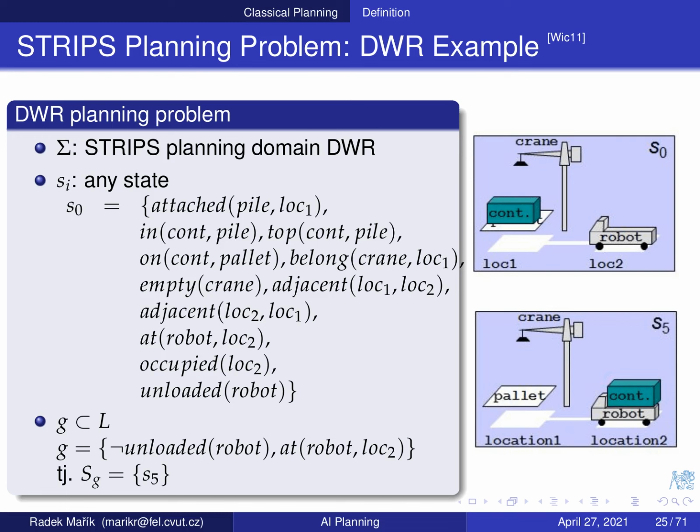So the planning problem in the DWR domain is that we have that description of the actions, and we further add an initial state. It can be any state, for example, like here S0, that is basically describing the initial valid literals of this situation. And the goal state can be specified such that the robot is not unloaded. In other words, it is loaded, and it is located at location 2, as an example goal state.